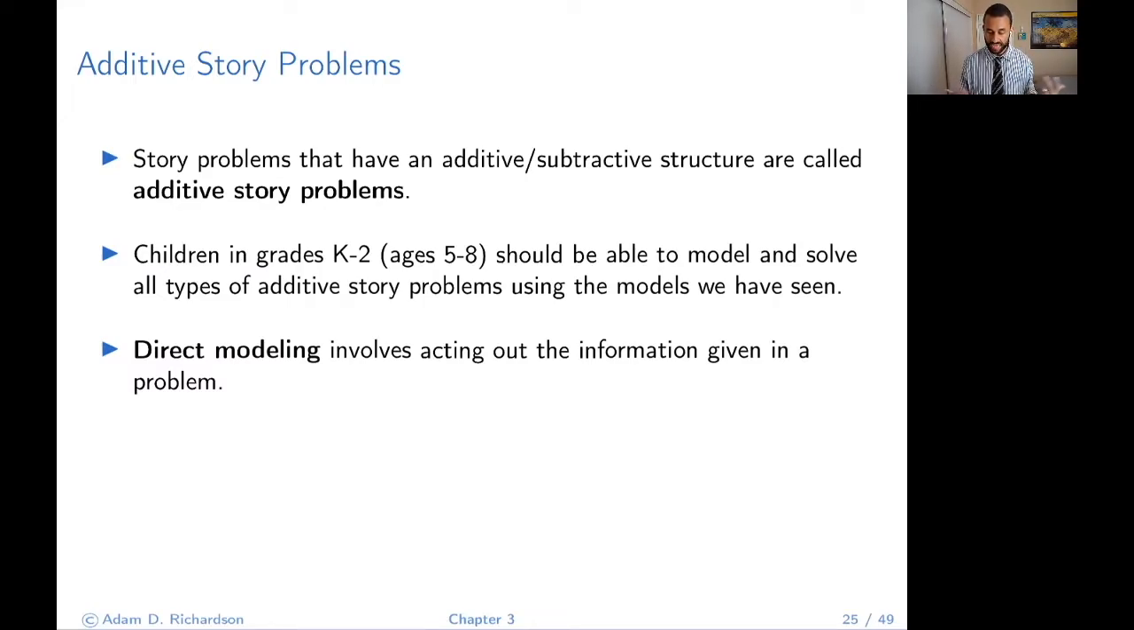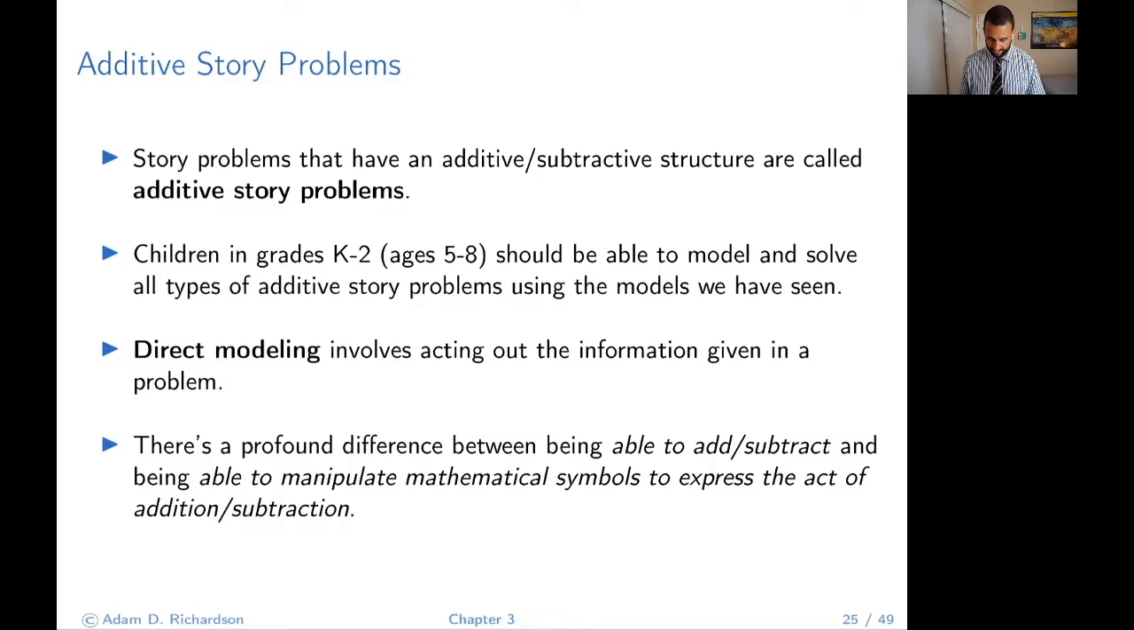Solving story problems. Direct modeling involves acting out the information given in a problem. This is a term that the book uses, so I like to toss it in here. And this is the big point. This is, I think, where we're about to watch these videos. But this is a good segue.